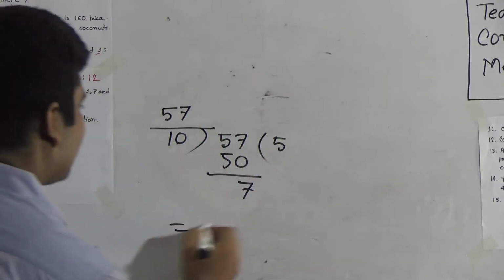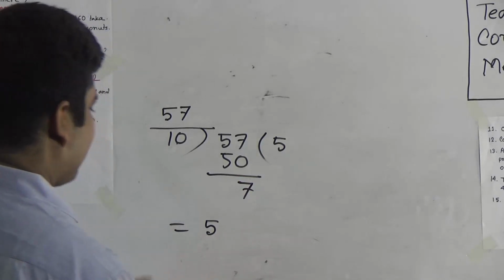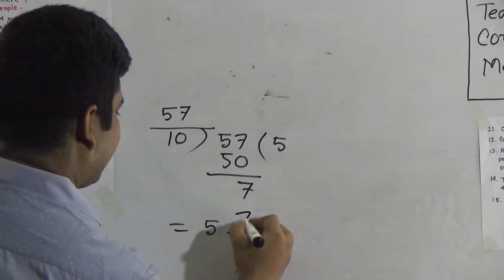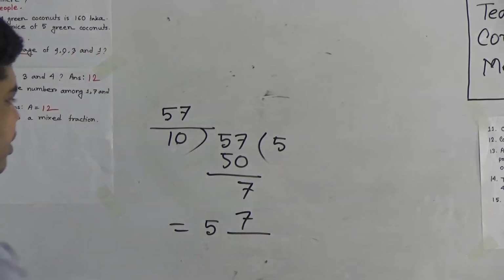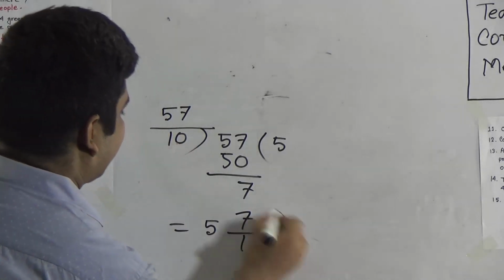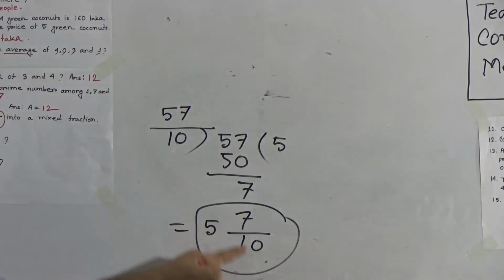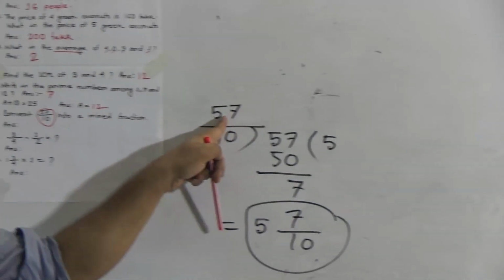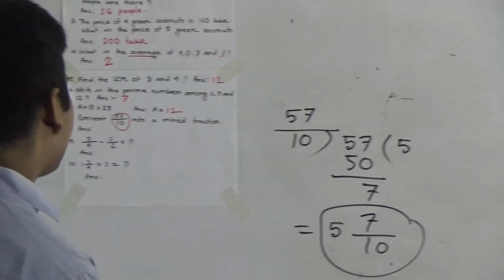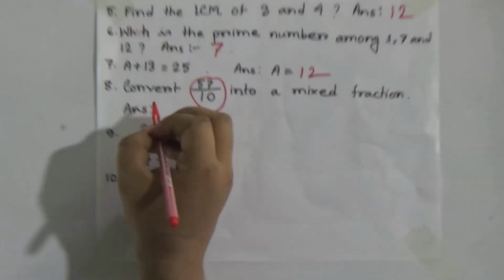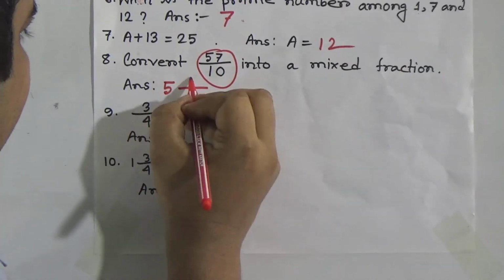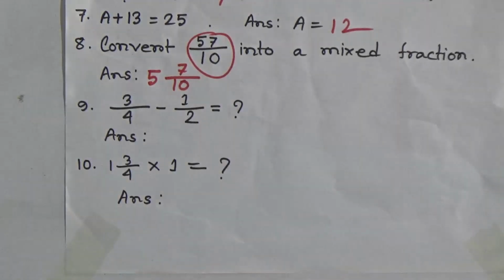Now notice, we write 5 as the integer, then 7, the remainder, will be the numerator and the denominator is 10. So 5 and 7 by 10 will be the mixed fraction of the improper fraction 57 by 10. So write 5 7 by 10. Okay.